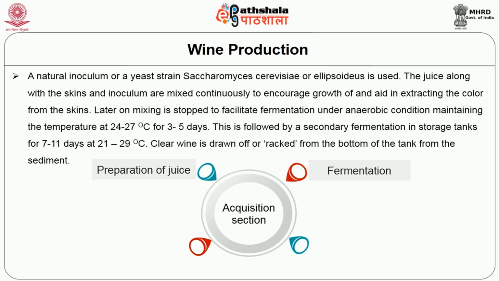A natural inoculum or yeast strain, Saccharomyces cerevisiae or ellipsoideus, is used. The juice along with the skins and the inoculum are mixed continuously to encourage growth of yeast as well as aid in extracting the color from the skins. Later on, mixing is stopped to facilitate fermentation under anaerobic conditions, maintaining the temperature at 24 to 27 degrees centigrade for 3 to 5 days. This is followed by a secondary fermentation in storage tanks for 7 to 11 days at 21 to 29 degrees centigrade. Clear wine is drawn off or racked from the bottom of the tank from the sediment.